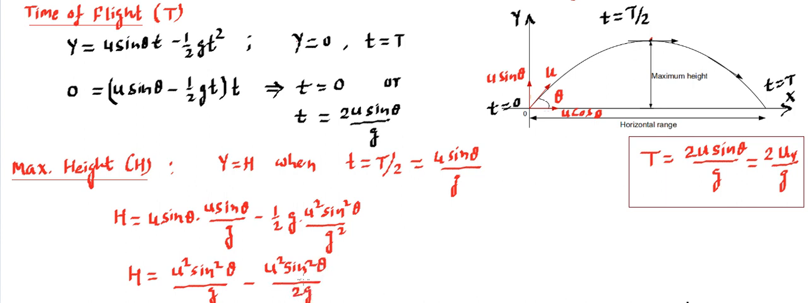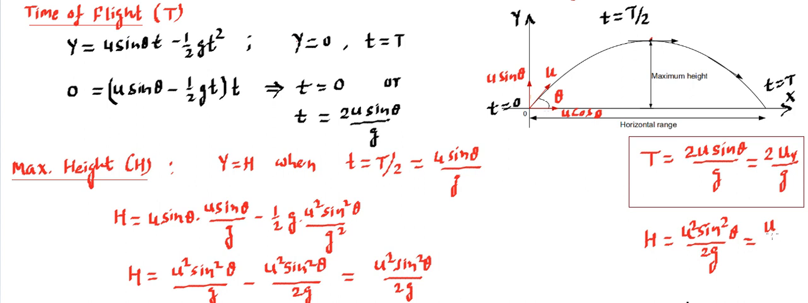So this is 1, this is a half of it, so ultimately you are going to get a half of it. That means u square sine square theta by 2g. Hence we got another formula that's called maximum height. It's going to be u square sine square theta divided by twice g. You might be remembering this formula from your previous classes, but I'm proving it and writing it down. Now onward we need to remember it for sure.